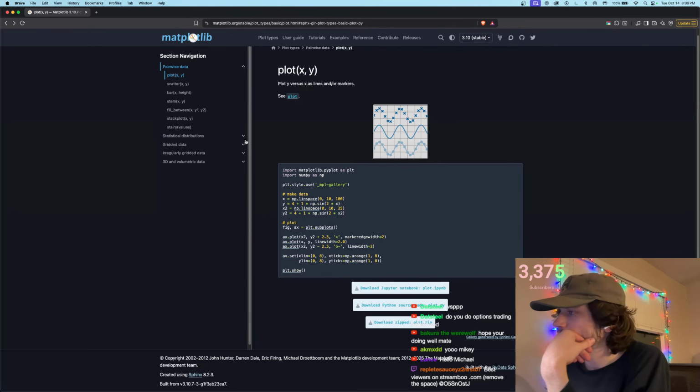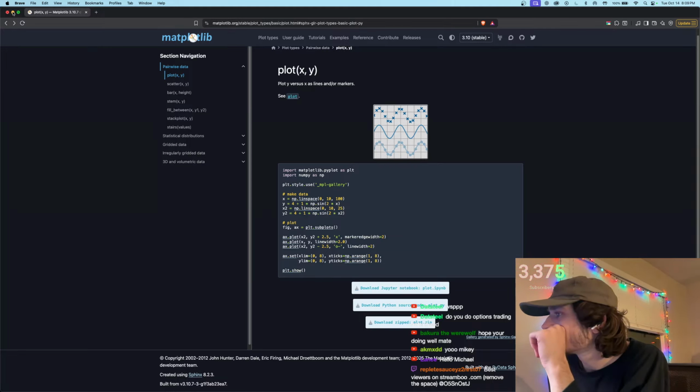Okay. Gotta remember how to use matplotlib here. X2, Y2. It's plotting 3 lines, plot, plot, plot, all in the same plot. Gotcha.